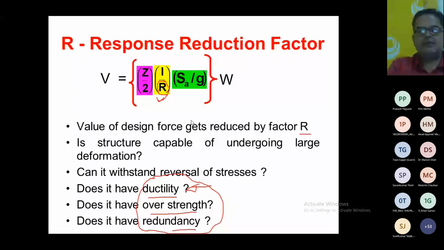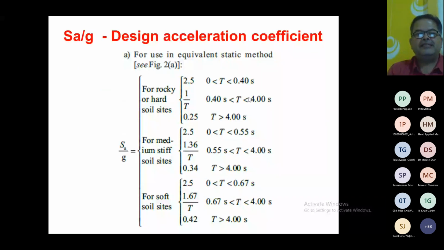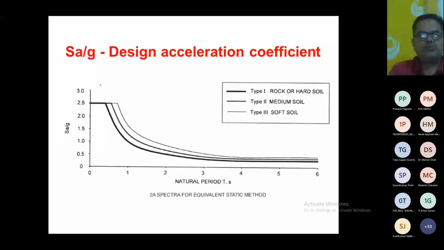It is basically Sa by g. What is Sa by g? It is the spectral acceleration. Spectral acceleration means the highest value of acceleration observed, which is normalized with respect to gravitational acceleration. Now this Sa by g value in the code is given in this graph, Sa by g versus natural period. This curve is given.